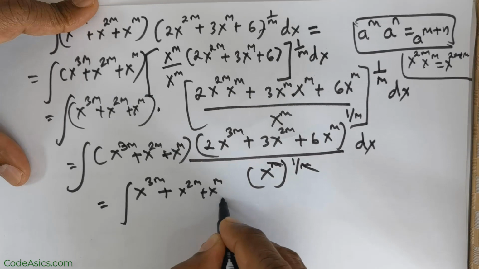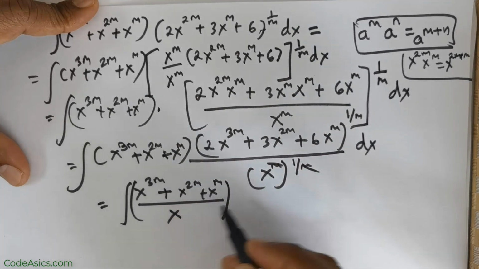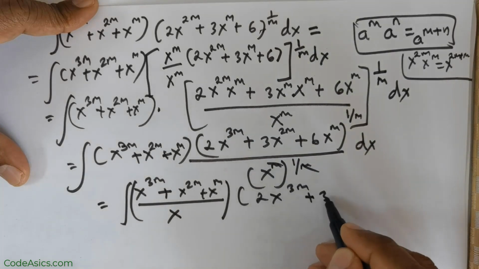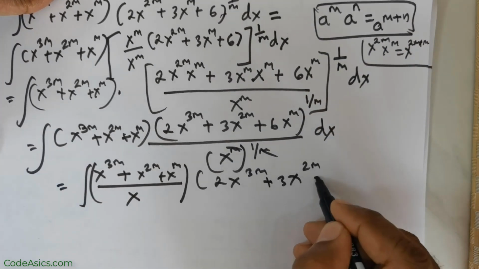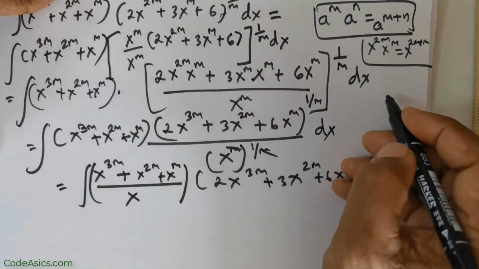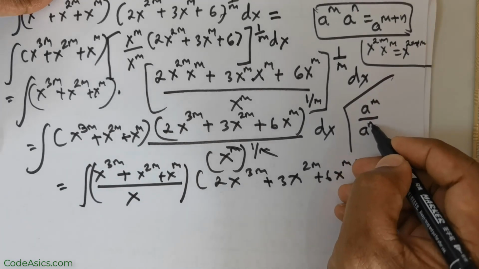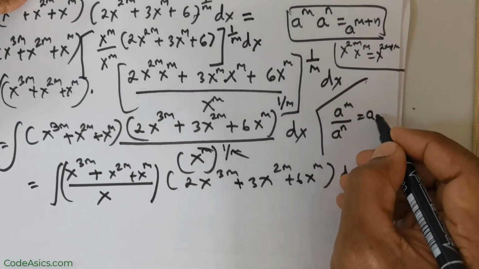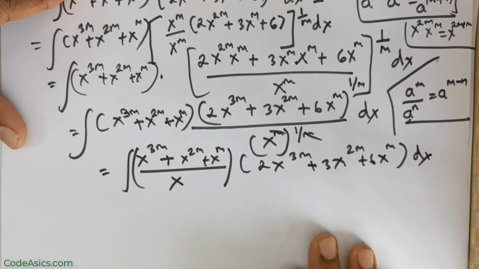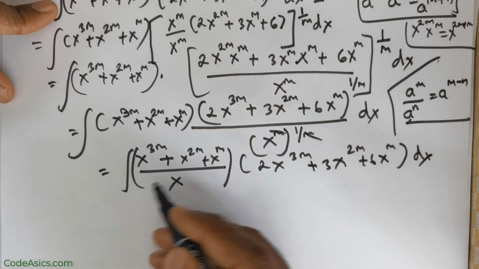plus x raised to the power of m divided by x. This is one term, and this is multiplied with 2 times x raised to the power of 3m plus 3 times x raised to the power of 2m plus 6 times x raised to the power of m times dx. Now you have a law, a raised to the power of m divided by, say, a raised to the power of n. I can rewrite this as a raised to the power of m negative n from the law of indices. So in fact I can also use one more law.